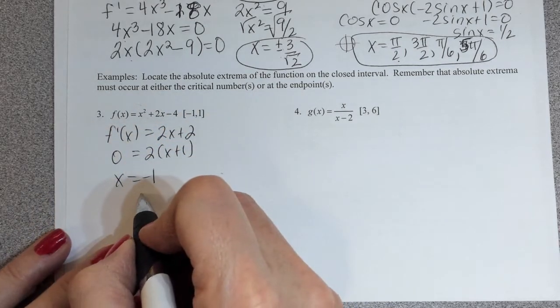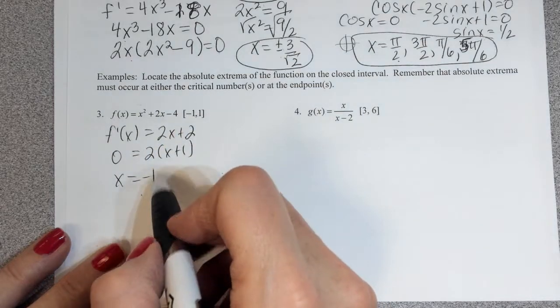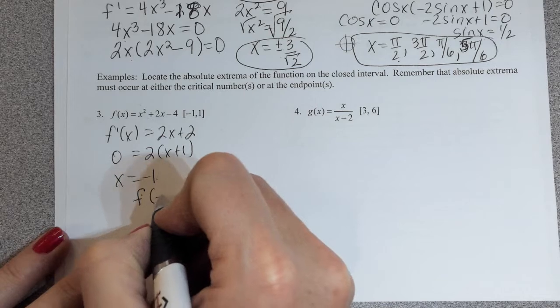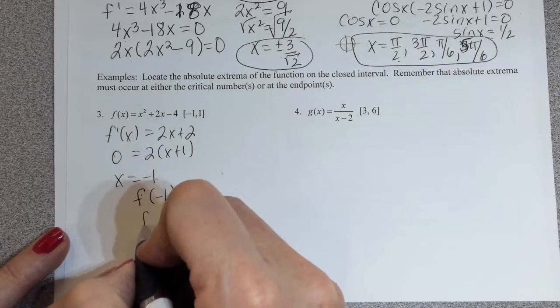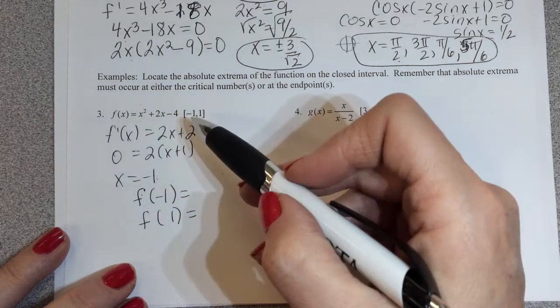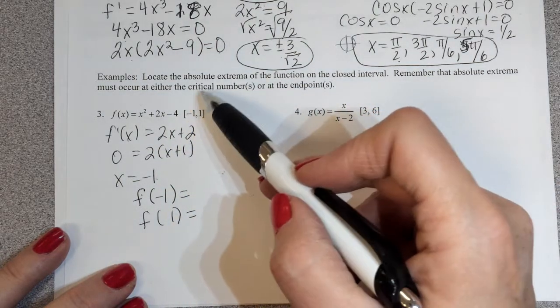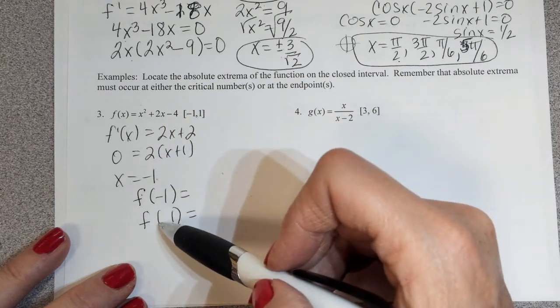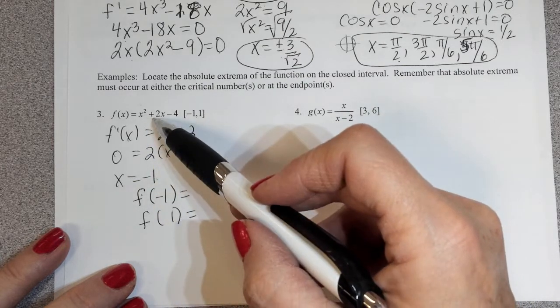So we have a critical number at -1. Well, -1 is also an endpoint. So now to find my absolute extrema, all I have to do is plug -1 back into the original, and then my other endpoint of 1. See, the only numbers that go back into my endpoints here when I'm looking for absolute extrema are the endpoints and the critical numbers. So I'm going to plug -1 in.